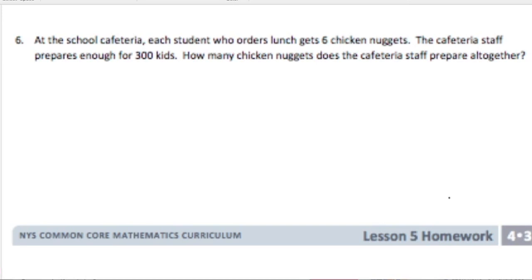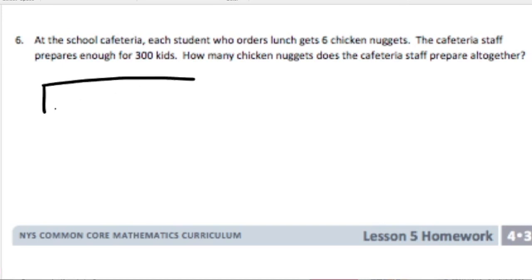At the school cafeteria, each student who orders lunch gets 6 chicken nuggets. The cafeteria staff prepares enough for 300 kids. How many chicken nuggets does the cafeteria staff prepare altogether?